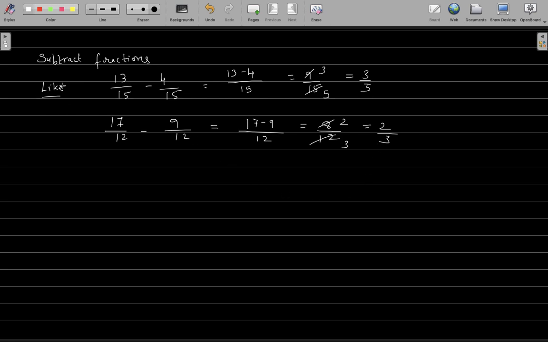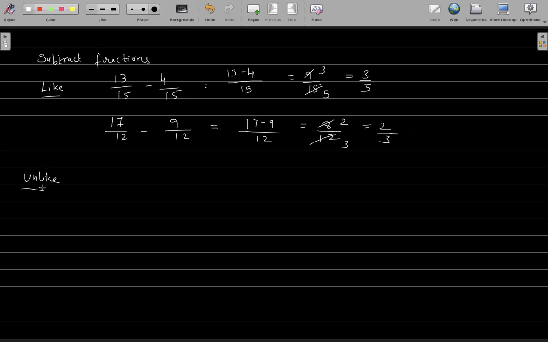So whenever you are subtracting like fractions, you keep the denominator as it is and subtract only the numerators. And whatever fraction you get, if you can simplify it further, you can reduce it to a much simpler or smaller fraction. What happens when the fractions are unlike?